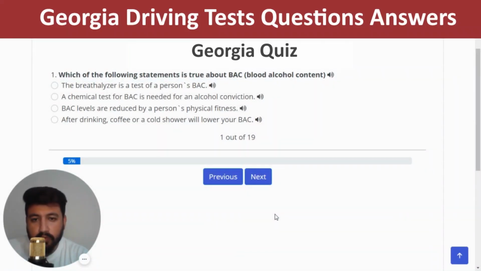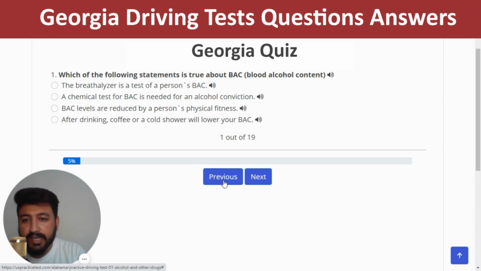So the first question of quiz number 1 is, which of the following statement is true about BAC, blood alcohol content? So the right answer of this question is, the breathalyzer is a test of person's BAC.